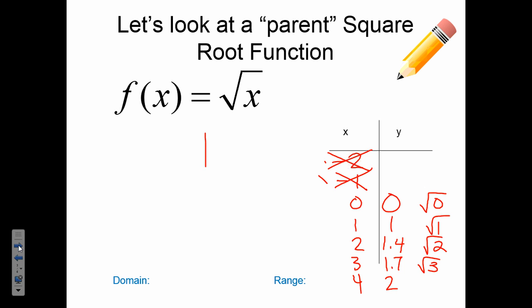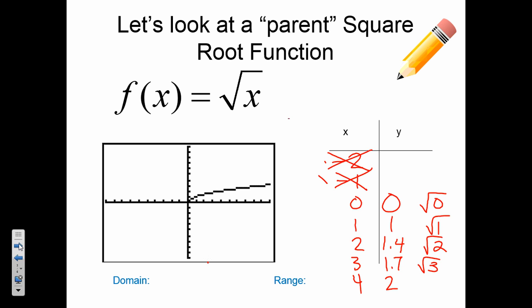Now if I go to make a graph over here, and you should do this, make a graph, sketch x and y, and then plot those points. This is what you should see once those points are plotted. You should see an actual starting spot at 0, 0, and then the graph continues in that direction. There's 0, 0, 1, 1, 2, 1.4, 3, 1.7, and 4 is up at 2. So plot those points, and it makes this curve, and it has a starting spot at 0, 0.